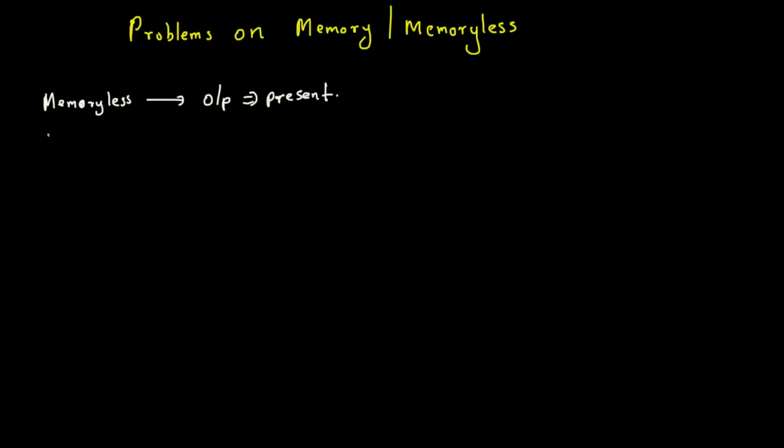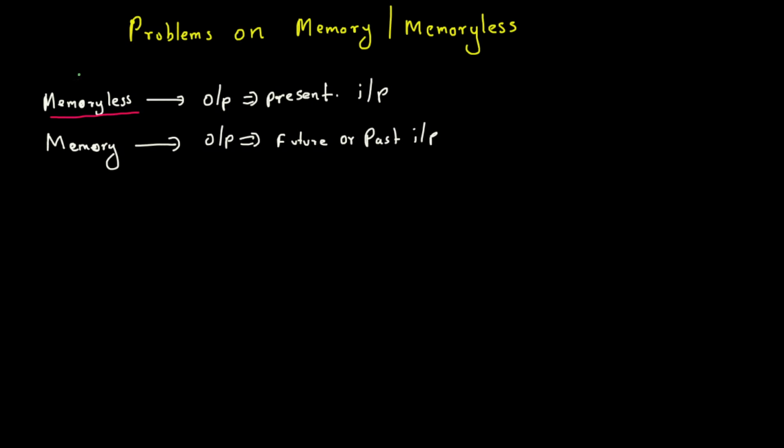And if you say a system has a memory, it means the output of the system depends on the future or past inputs. So this is the definition basically. The memoryless system can be called a static system as well, and a memory system can also be called a dynamic system.